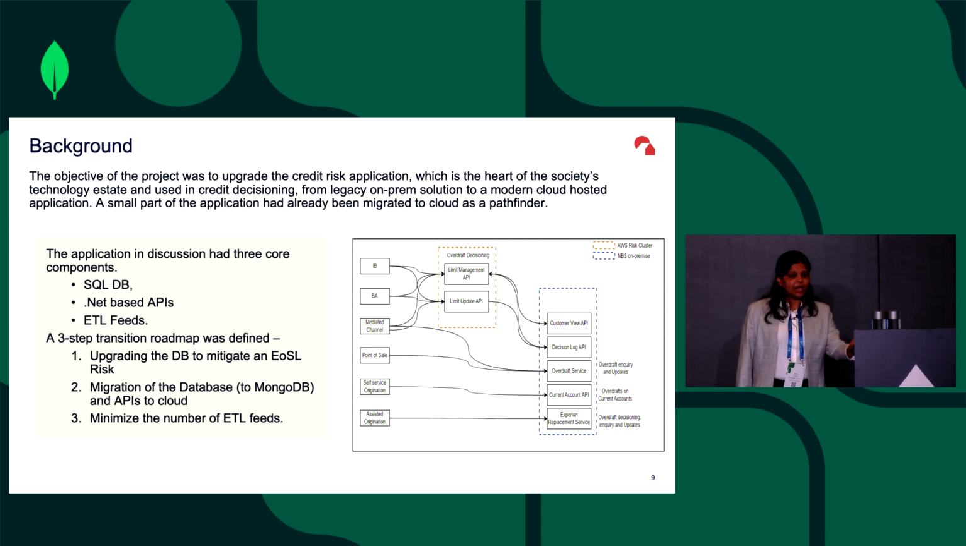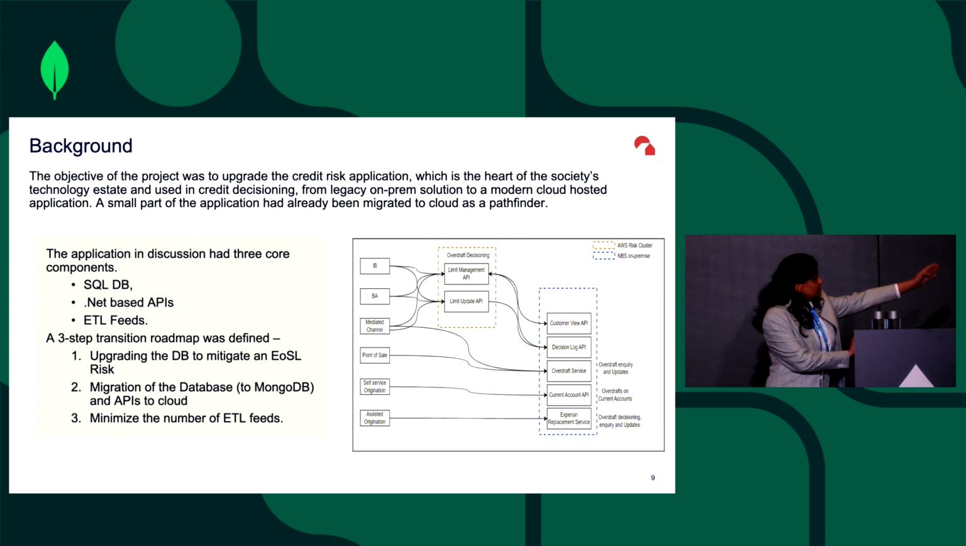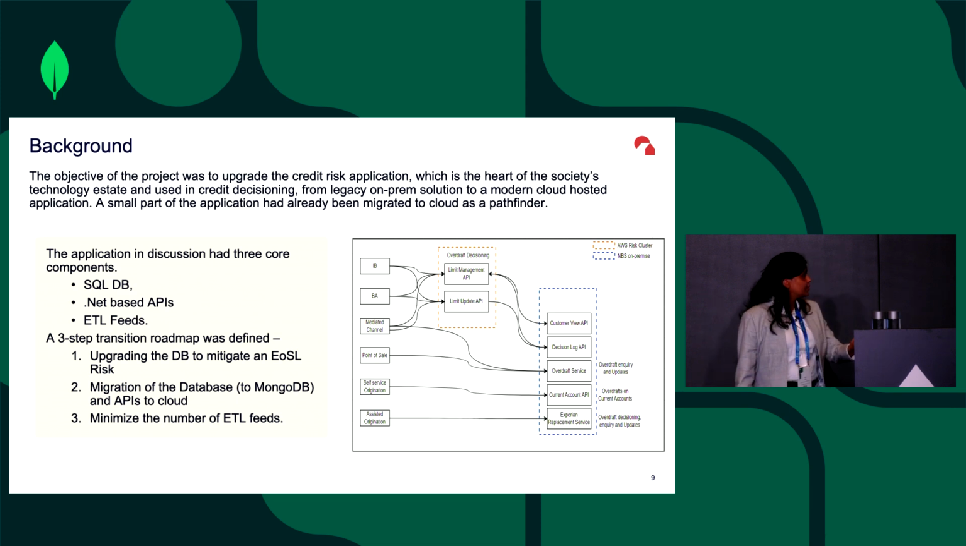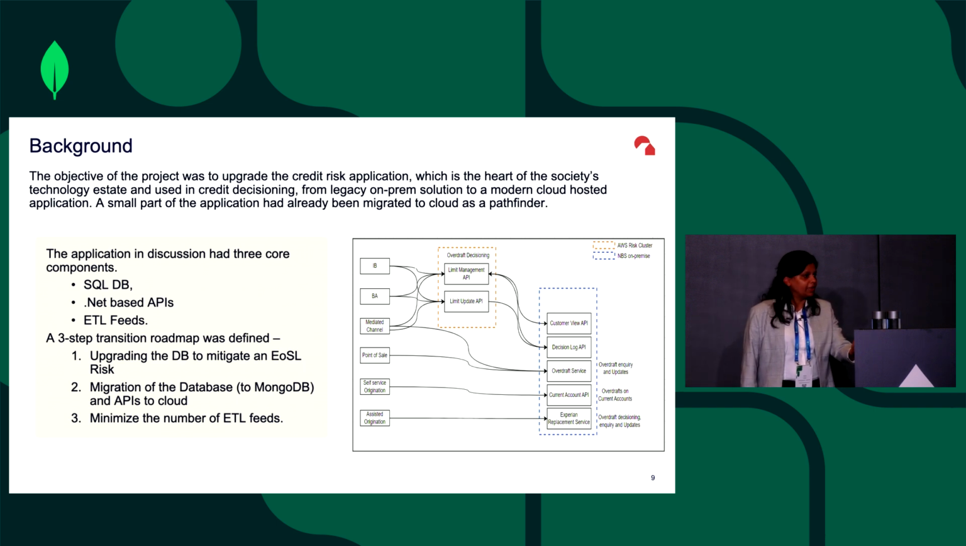However, as we see in the diagram there, we had 3 sections. The leftmost is the consumers. Those are consuming us. The middle one is a pathfinder, which is in the orange lines. And the right side is the on-premise system that we were looking to migrate to the cloud. The on-premise system consists of the SQL database, the .NET-based APIs, and the ETL feeds. And there was a 3-step transition roadmap being planned for the same.